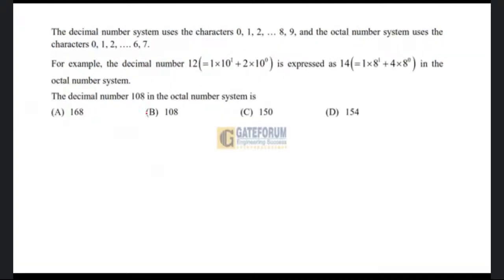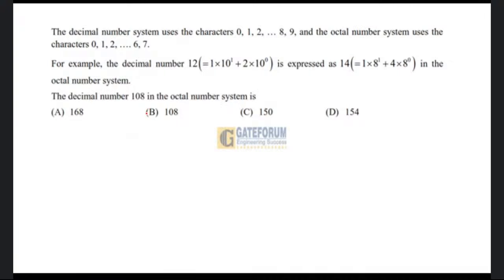Next, the decimal number system uses the characters 0 to 9, and the octal number system uses the characters 0 to 7. I'm sure you know from number system properties that the digits used by a base is one less than the number of the base.